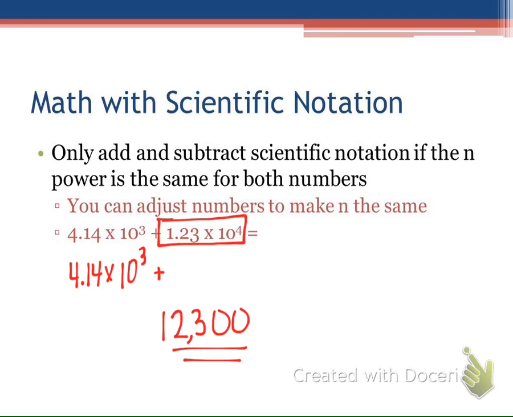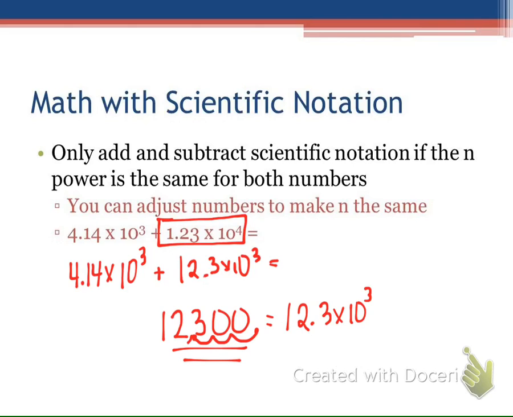Now I need this number to be times 10 to the third. So I take it and I go 1, 2, 3, which gives me 12.3 times 10 to the third. Only time it would be acceptable to have a number in this spot right here outside of 1 and 10 would be to adjust it to add or subtract. Okay, that's the only time it works. So now both of our exponents are to the third power. We'll take 12.3 times 10 to the third.